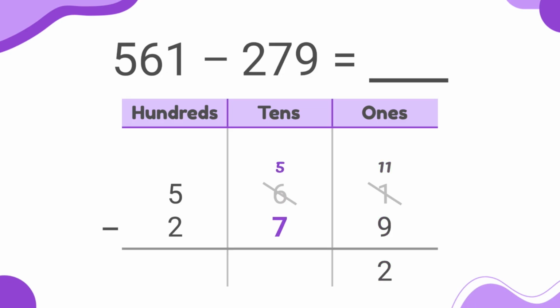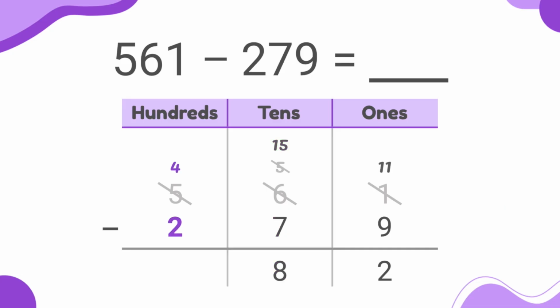In our tens place, we have 5 tens minus 7 tens. Again, we will need to regroup since we can't subtract 7 from 5. We can take 100 from the hundreds place and add it to the tens place. 5 hundreds becomes 4 hundreds, and 5 tens becomes 15 tens. Now we can subtract. 15 tens minus 7 tens is 8 tens.